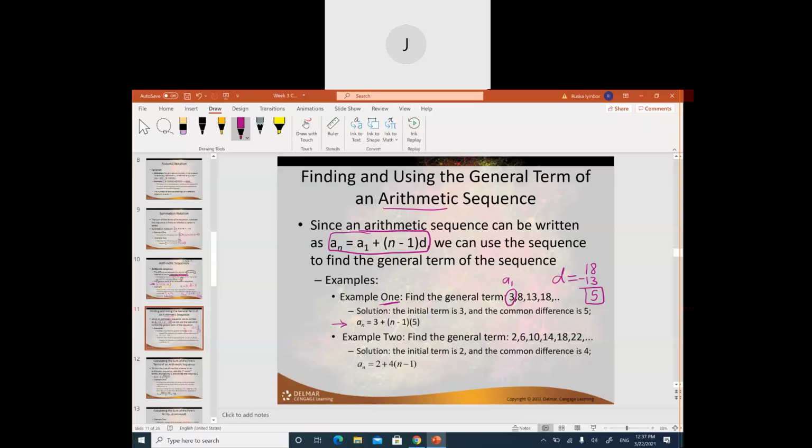Is it asking you what to find? No, it doesn't ask you here. They just say find the general term. So they give me the sequence and ask me to find An only. That's it. Okay? And so An is 3 plus (n minus 1) times 5.